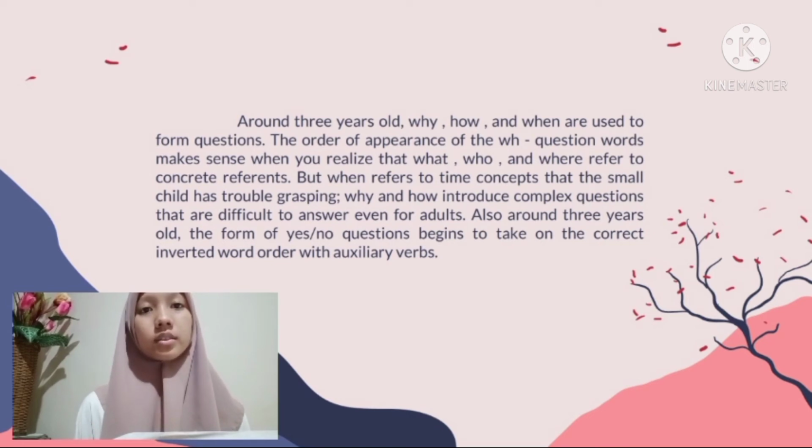Also, around 3 years old, the form of yes or no questions begins to take on the correct inverted word order with auxiliary verbs.